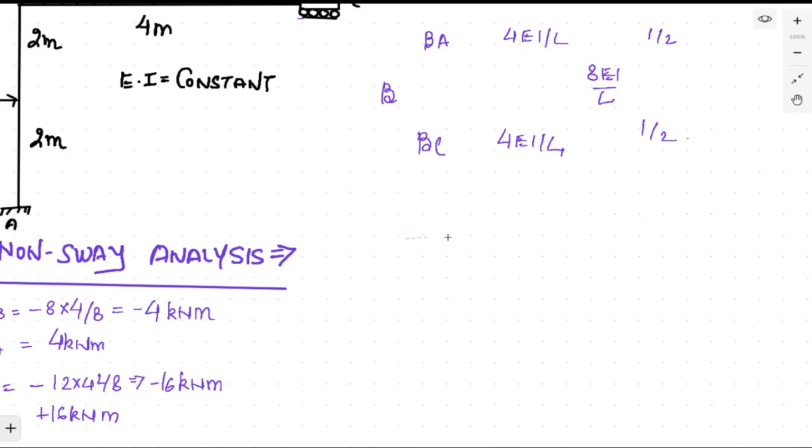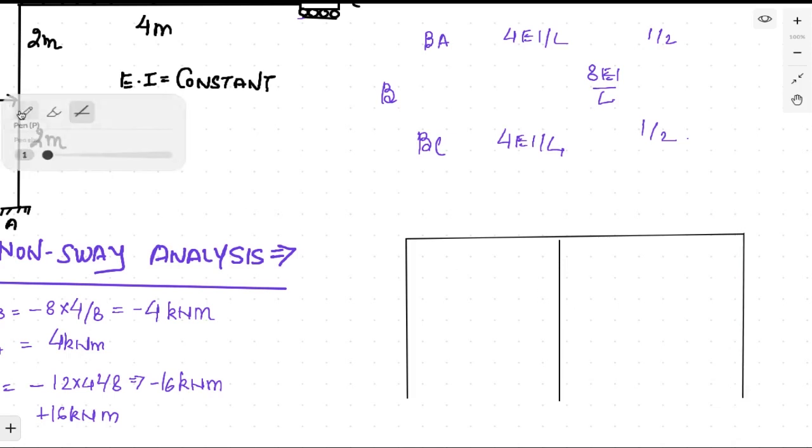This is our frame and this is joint B. This is A and this is C. Fine. We have fixed end moments. We have the values. This is joint B. The distribution factors are 1 by 2 and 1 by 2. This is joint A and this is joint C. बिना पहली वाली class के this class is of no use. You have to watch the first class first and then you have to proceed for this particular class. First, second and third. Proceed step by step.